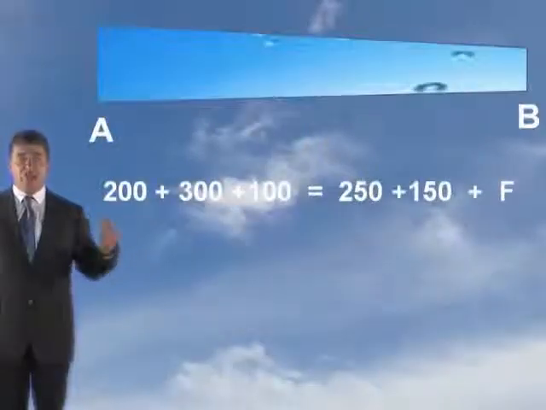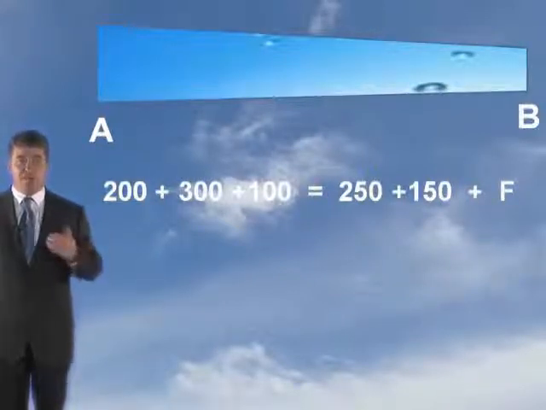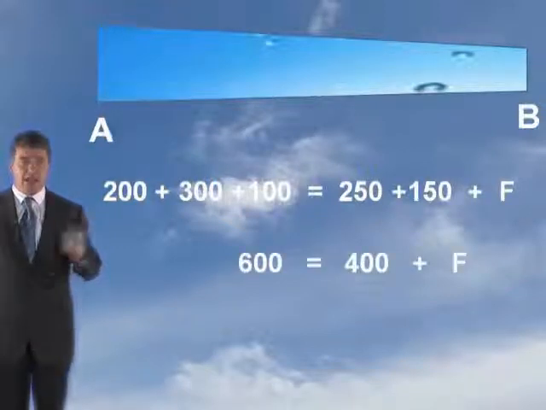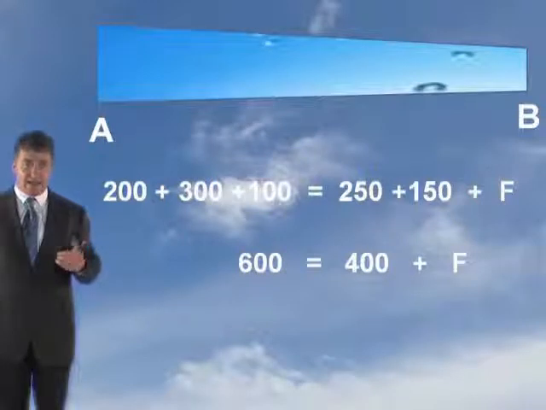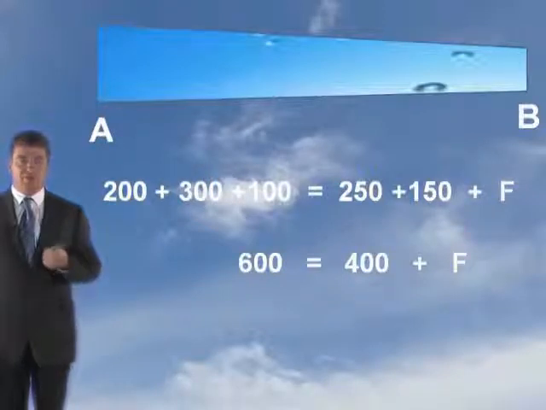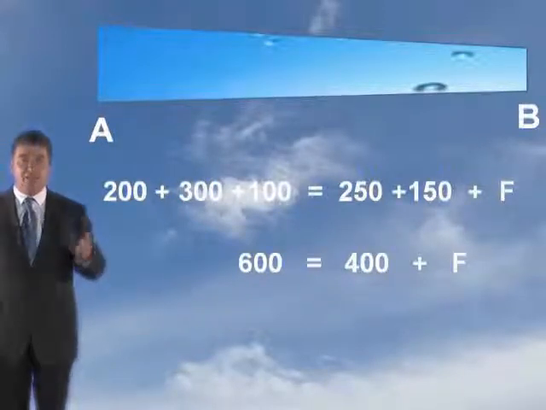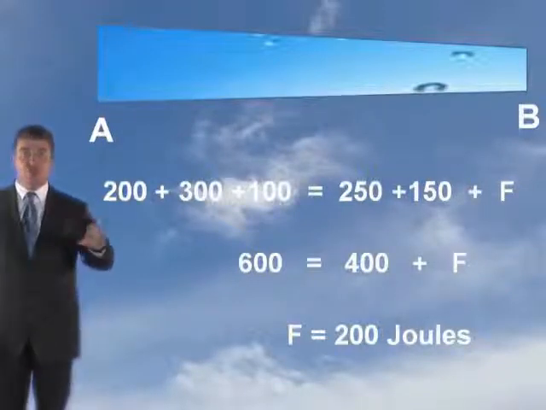For example, if A is 200 joules and B is 300 joules and C is 100 joules at point A, that gives you 600 joules. Now what happens if you've got 250 joules at point D and 150 joules at E? What is the energy at F? Well, it's 600 minus 250 plus 150, which is 400. It gives you 200 joules. The energy at F is 200 joules.